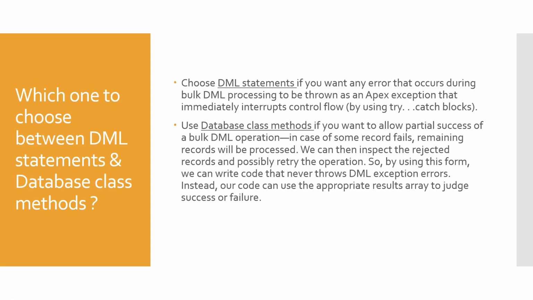The next question is which one to choose between DML statements and database class methods. If you are not interested in partial insertion of records, then choose DML statements. Use database class methods if you want to allow partial success of a bulk DML operation. In case some records fail, the remaining records will be processed, and we can then inspect the rejected records and possibly retry the operation. By using this form, we can write code that never throws a DML exception error. Instead, our code can use the appropriate results array to judge success or failure.